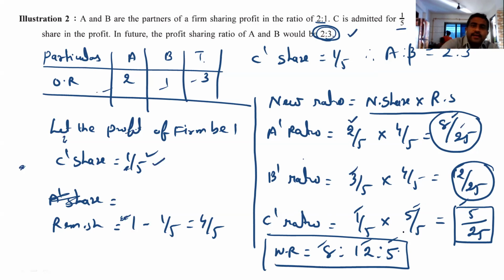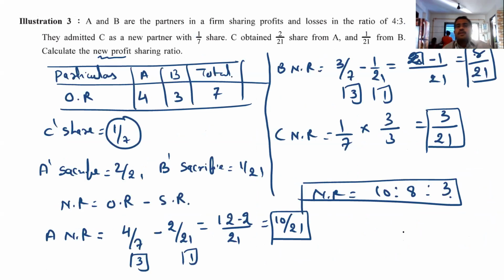Okay. Then comes the third topic. A and B are the partners, 4 is to 3. They admitted C as a partner and 2 by 21 and 1 by 21. So now in this sum, it clearly says how much A is ready to sacrifice. A is ready to sacrifice 2 by 21, while B is ready to sacrifice 1 by 21.